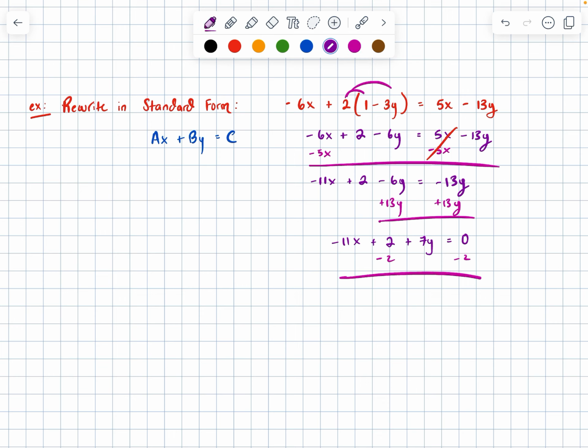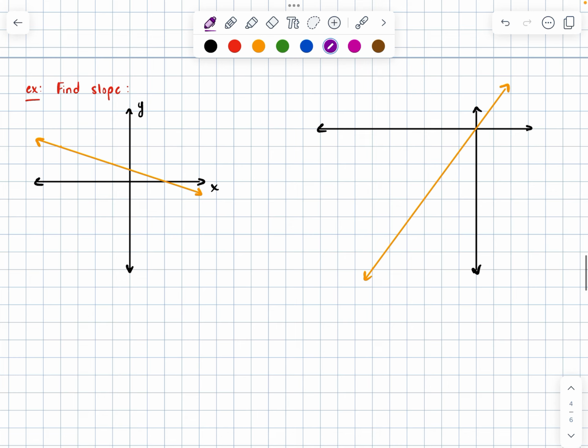Last thing I've got to do is subtract the 2 so that all of the number stuff goes over to the other side. That leaves me with negative 11x plus 7y equals negative 2. There is the standard form of this linear equation. Fantastic. Now let's do some slope.